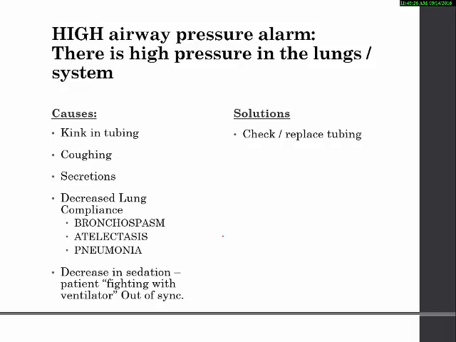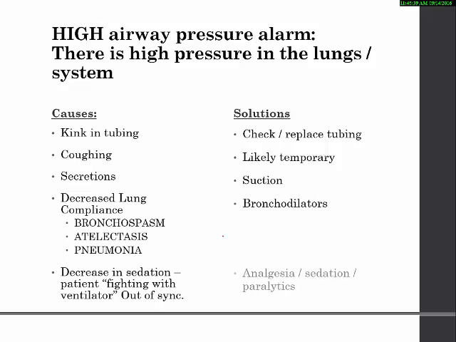All right, so the solutions for that. If you have a kink in the tubing, well, you check and replace the tubing. That's great. Coughing is a likely temporary situation. This should stop on its own. You may get the alarm and you can cancel it out and you'll be okay. For secretions, clearly the best thing we can do is suction there. If you have decreased lung compliance, we can use bronchodilators or other medications to try to take care of that.